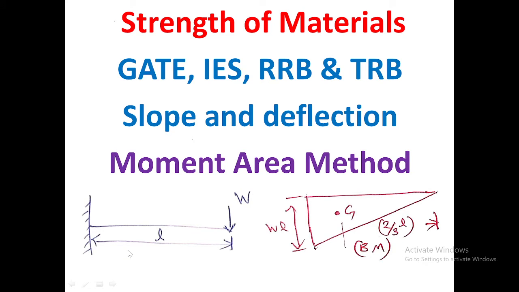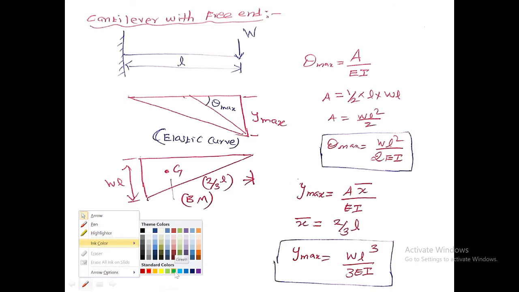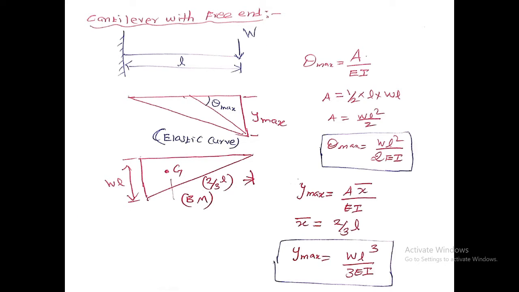Slope and deflection by the moment area method. This is a cantilever beam with a free end. A load W acts at the free end, and the length of the cantilever beam is L. This is the moment area method.